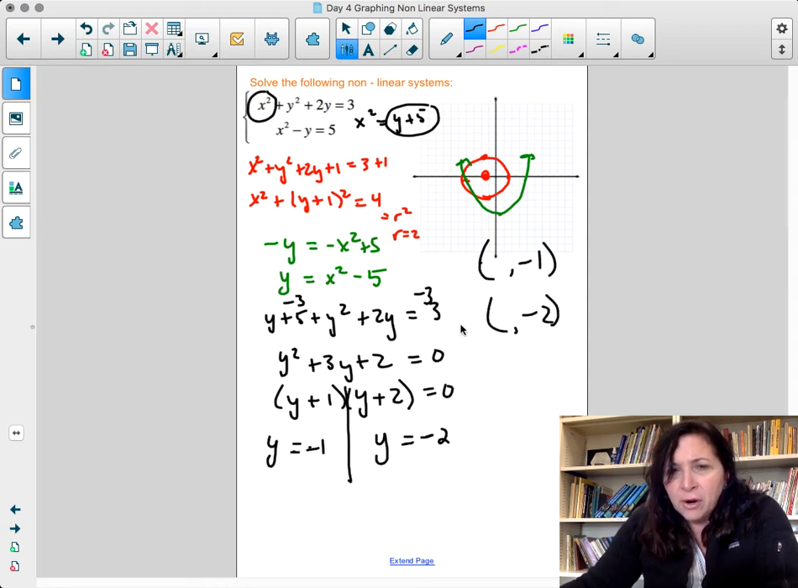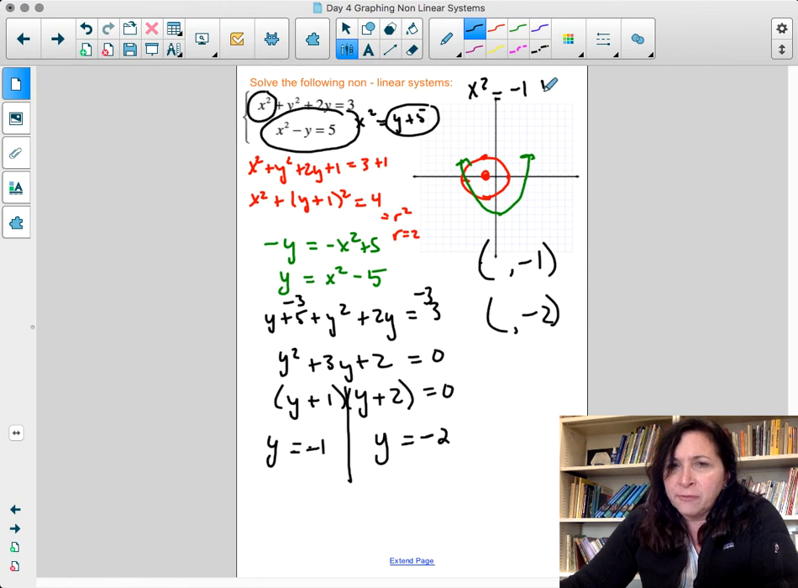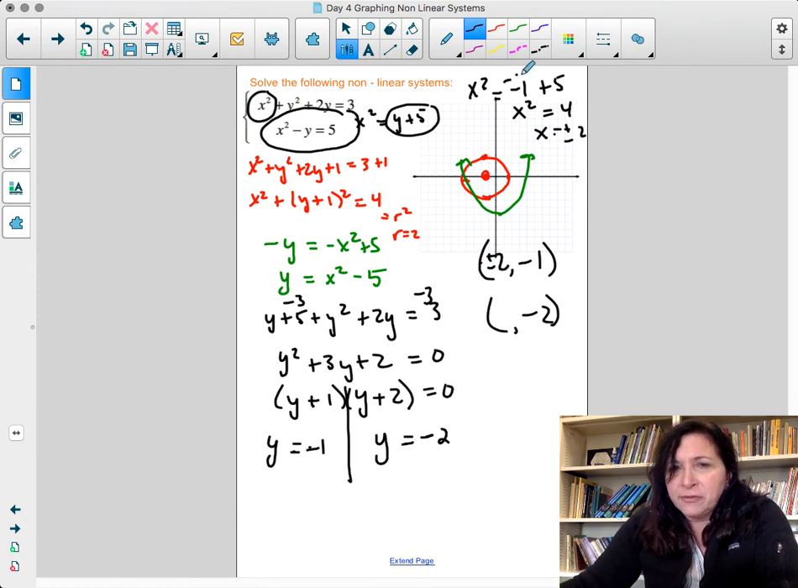So from there, I've got to plug those two values back into my equation. So pick one you want. I'm going to pick the second one right here. And so plugging in y, if x squared is equal to y plus 5, y is negative 1. So negative 1 plus 5 is 4. So I get x squared equals 4. So x equals plus or minus 2. Oh, so we have 2 here, plus or minus 2. If I plug in negative 2 plus 5, I get x equals plus or minus the square root of 3.